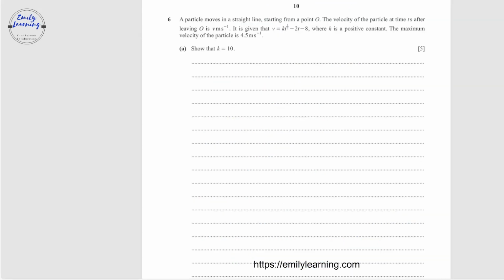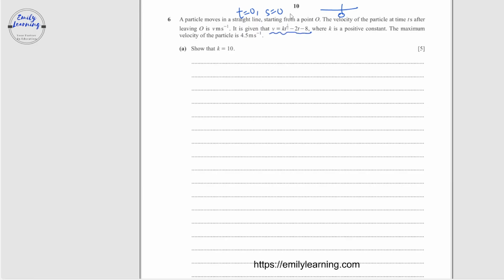Let's take a look at question 6. So in question 6, you are told that a particle moves in a straight line starting from point O. The velocity of the particle at time t seconds after leaving O is v meters per second. So from the first sentence, a particle moves in a straight line starting from point O. That means when t equals 0, its displacement is 0 because it's at point O. So this is the equation for the velocity, where k is a positive constant.